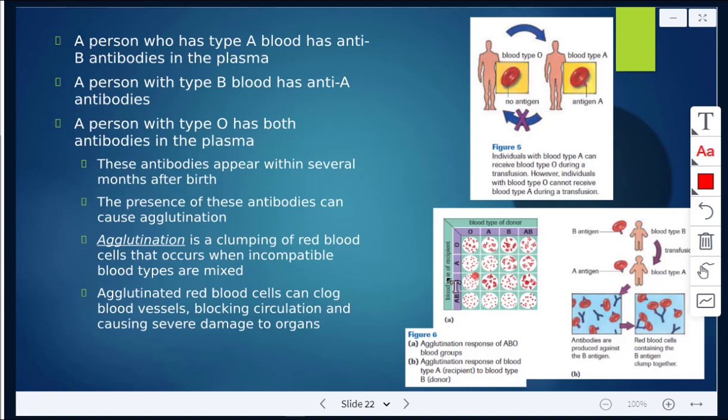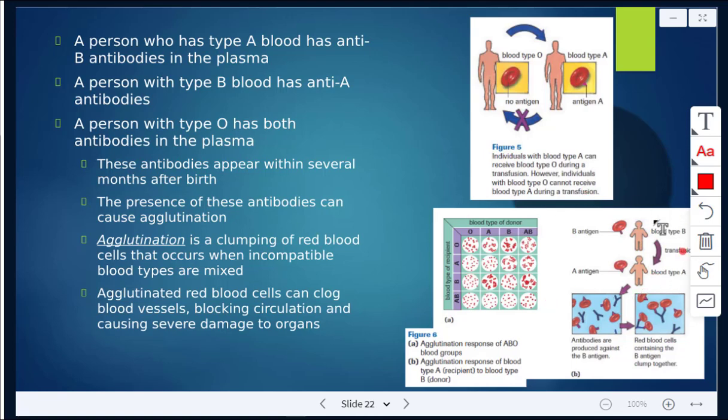Next, we have a type B recipient, and they can again receive type O blood or type B blood from a donor. They cannot receive type A or type AB, all right, because of agglutination again. And lastly, a person that has type AB blood type can receive any type of blood. They can receive the type O, the type A, the type B, or the type AB. All right, so again, this is showing the agglutination response in our blood groups.